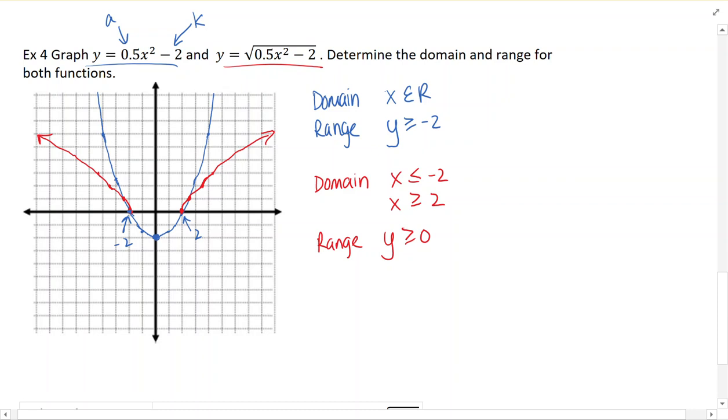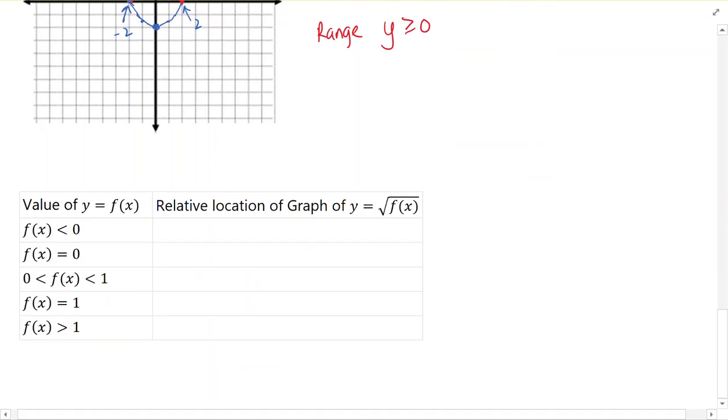Okay, all right, so let's summarize our findings here. We have this little table that will help with some of the values. When we have an original function and f of x is smaller than 0, then what does the square root of f of x mean? Well, it's undefined, it just does not exist. So let's write that down: at this point, it does not exist.